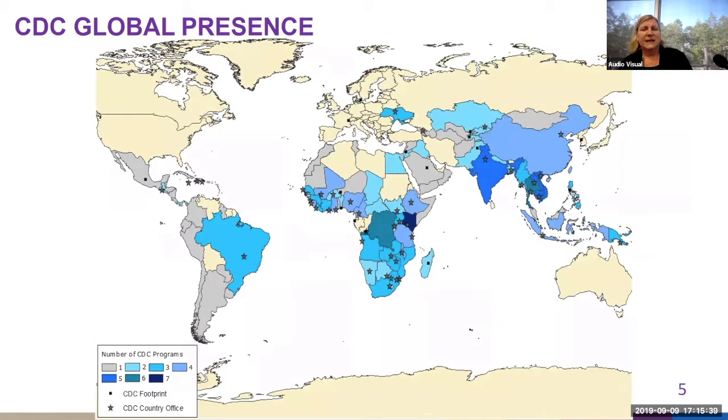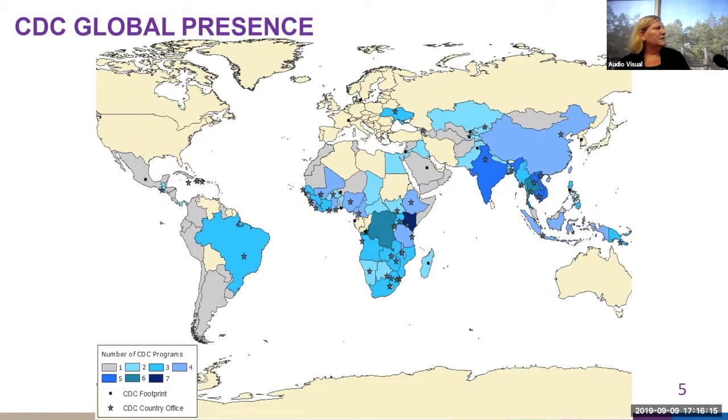This is where CDC has a global presence, and we are present in over 60 countries. The coloring of the shading in the blue and the light yellow talk about the number of programs we have. We work in programs related to global HIV, AIDS, tuberculosis. We work on malaria programs. We work in global polio eradication, and we work also in other introduction of new vaccines, but also building public health infrastructure related to health security to make sure countries can respond to any public health threat.